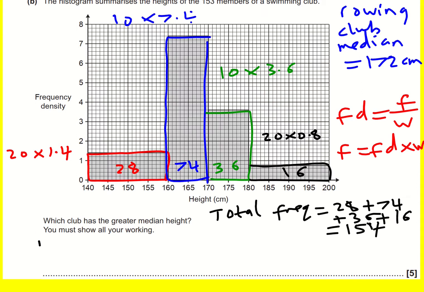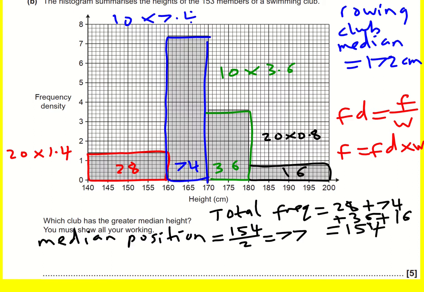Okay, that means the median position is going to be 154 divided by 2, which is 77. I remember seeing in the mark scheme that 76.5 was accepted as well. Maybe if you went with the 0.7, I'm still trying to get my head around this. But anyway, I think a few values would be accepted. I've got 77 in this case.